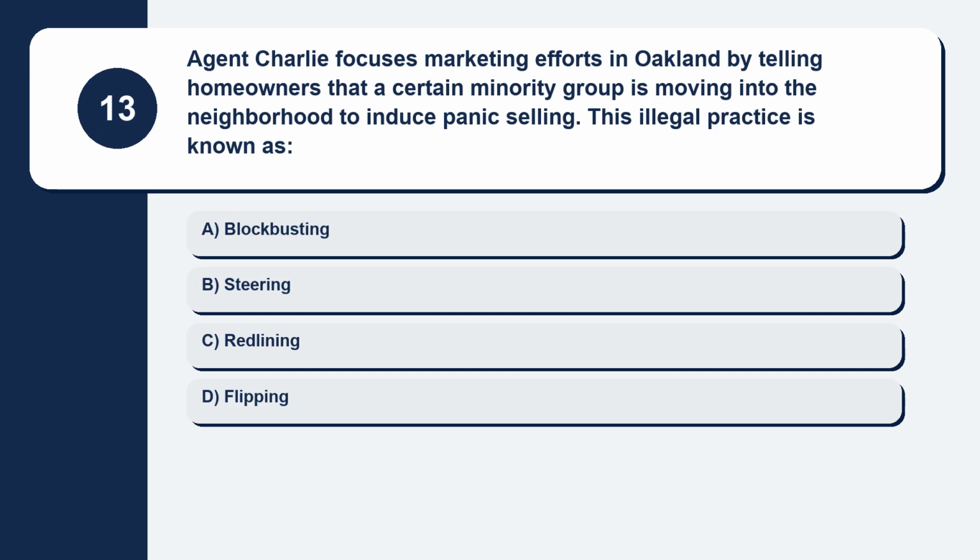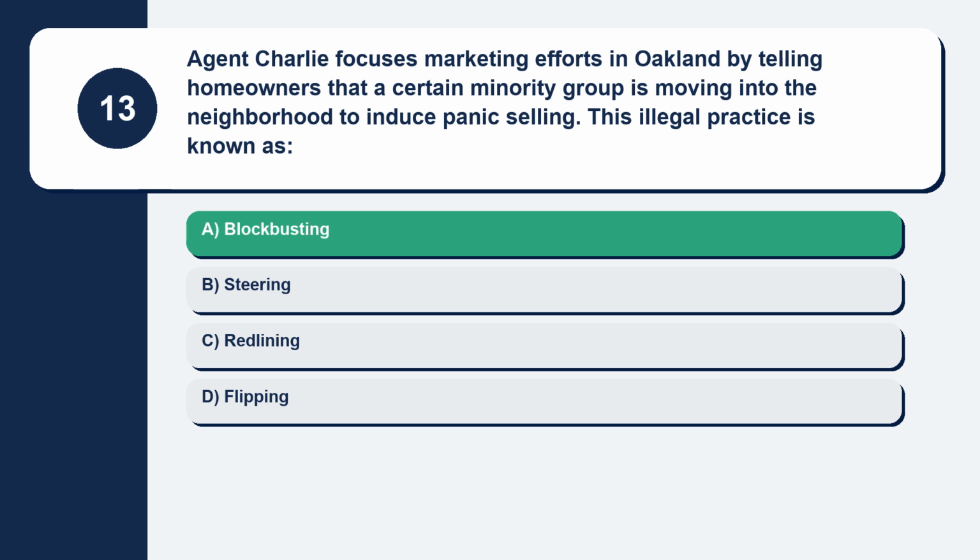Question 13. Agent Charlie focuses marketing efforts in Oakland by telling homeowners that a certain minority group is moving into the neighborhood to induce panic selling. This illegal practice is known as. Here are your options. Option A, blockbusting. Option B, steering. Option C, redlining. Option D, flipping. The correct answer is option A, blockbusting.